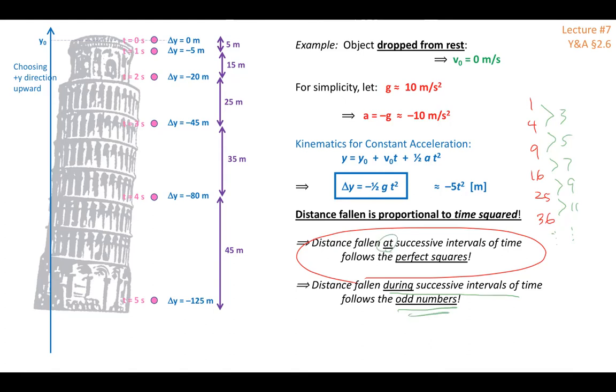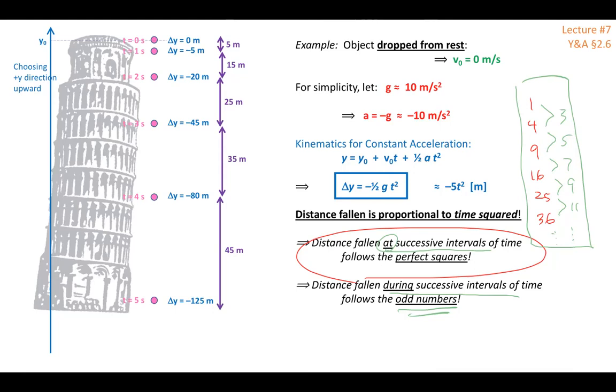So the total distance fallen at each successive time interval follows the perfect squares. But because the perfect squares have this beautiful mathematical behavior, this is what Galileo discovered. And Galileo spent a lot of time chasing down this rabbit hole, trying to figure out what the significance was of the odd numbers and why they were showing up in his measurements with the objects rolling down the ramps. But it's just a nice thing to know. It's a handy outcome.